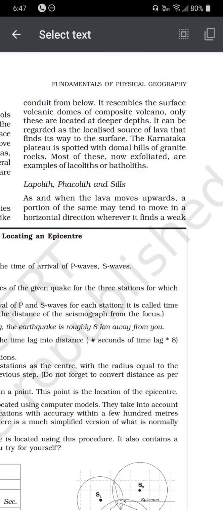As and when the lava moves upwards, a portion of the same may tend to move in a horizontal direction whenever it finds a weak plane.